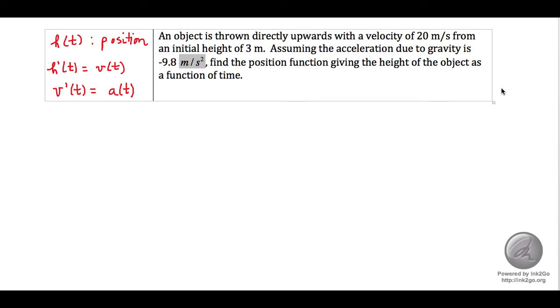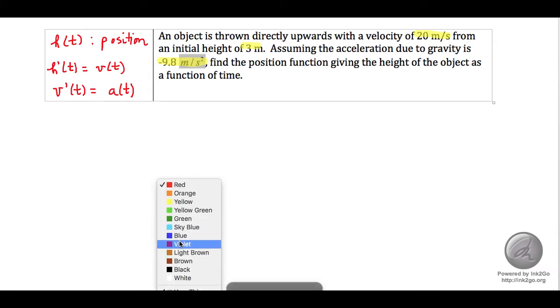In this video, we are going to look at some applications of antiderivatives with respect to objects that are falling from the sky. An object is thrown directly upwards with a velocity of 20 meters per second from an initial height of 3. The acceleration due to gravity is negative 9.8 meters per second squared. We want to find the position function, given the height of the object as a function of time.